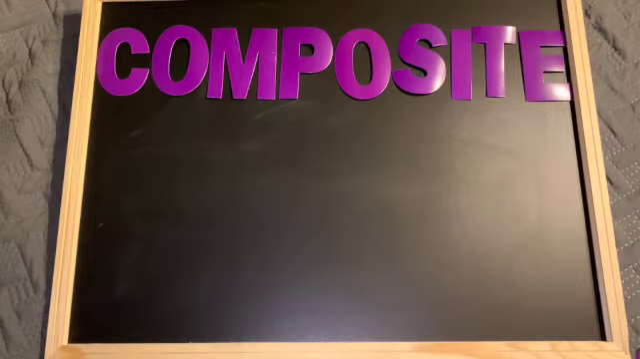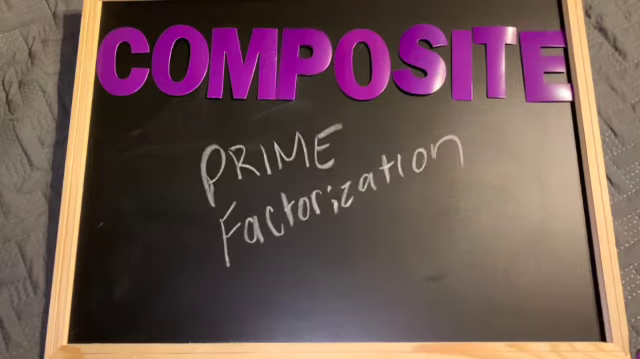A natural number other than 1 that's not a prime number is called a composite number. Every composite number can be written as a product of prime numbers. We call this product of prime numbers the prime factorization of the composite number.